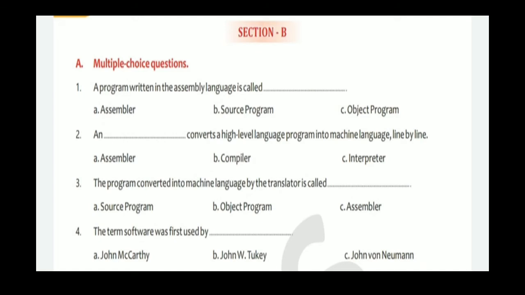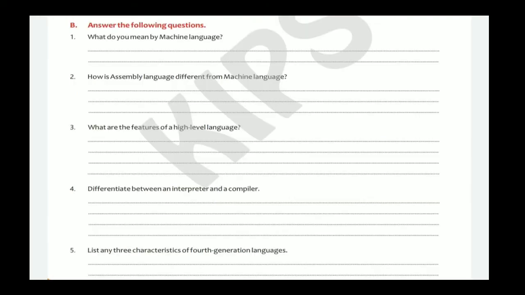I am repeating again. A program written in assembly language is called a source program. Second, the blank that converts a high level language program into machine language line by line is called interpreter. The program converted into machine language by the translator is called assembler. The term software was first used by John W. Tukey.